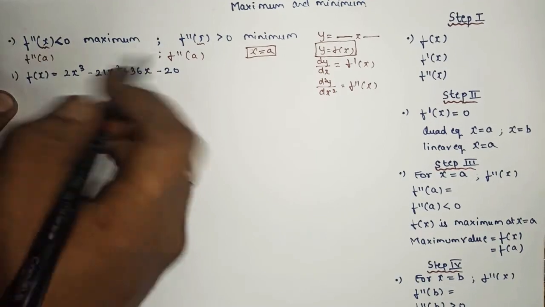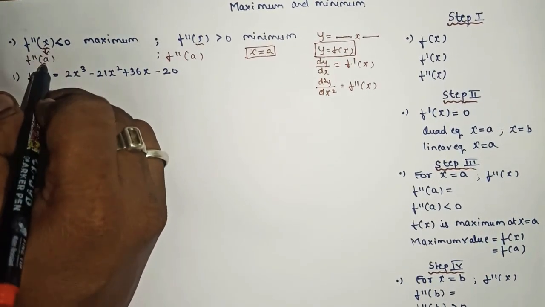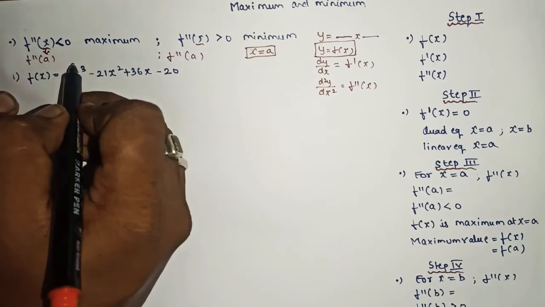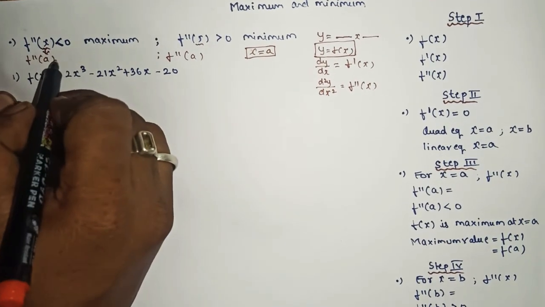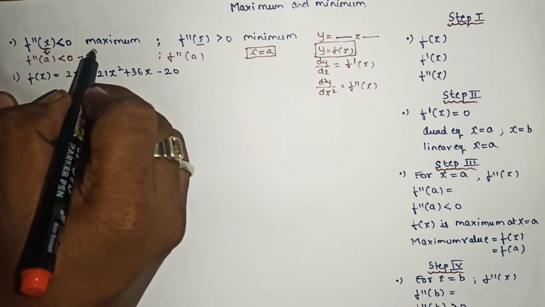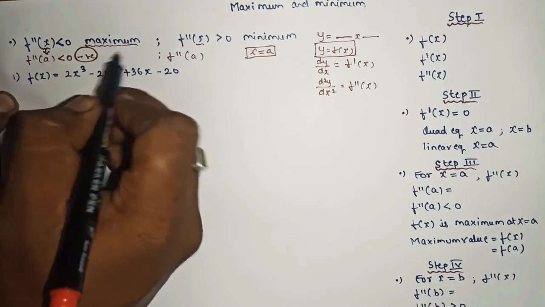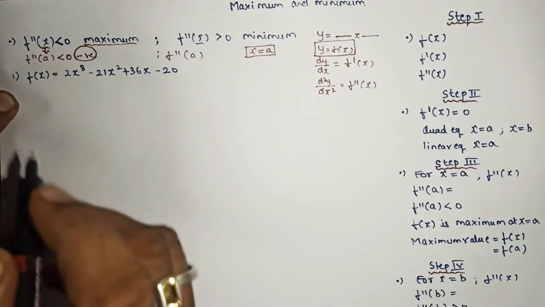If after replacing the value of x by a, you see that you are getting an answer less than 0, what do you mean by less than 0? A negative answer. If you are getting a negative answer, straight away you can say that it is maximum. When will it be maximum?